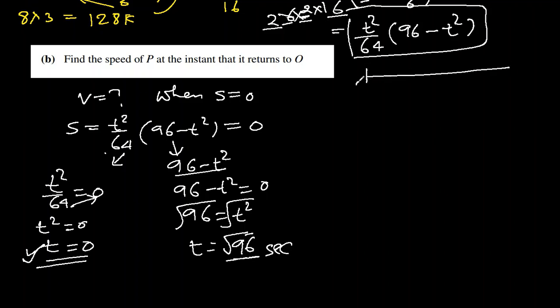Square root 96 seconds is the second time when it went away from O and returned back. So it was 0 when it went, turned back sometime later and returned to O again when t was square root 96.